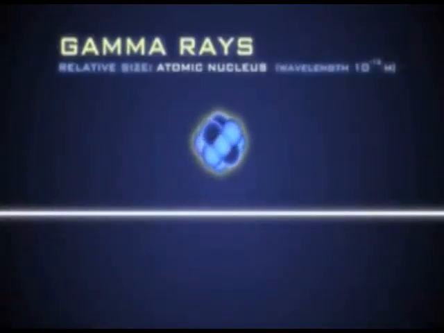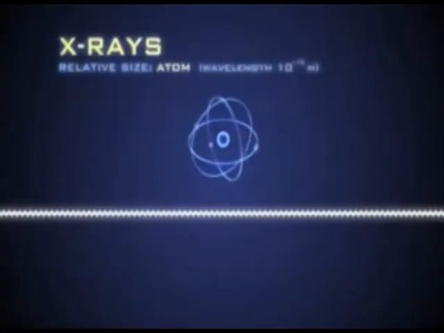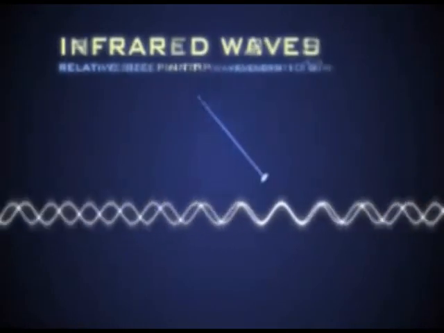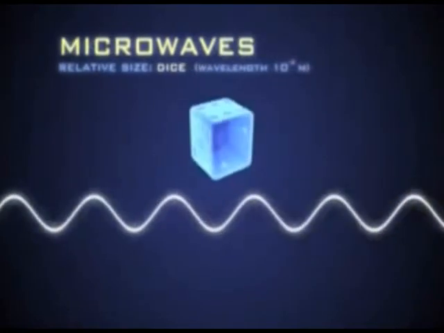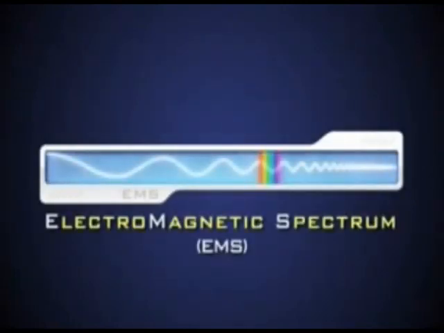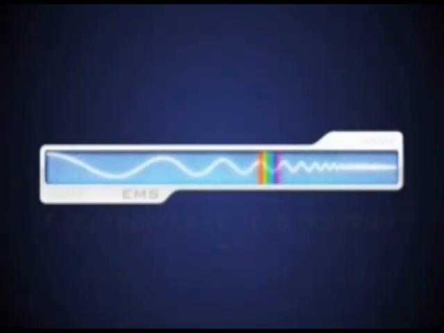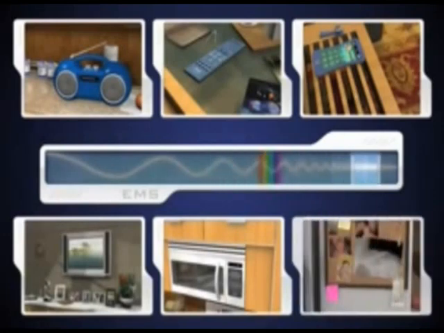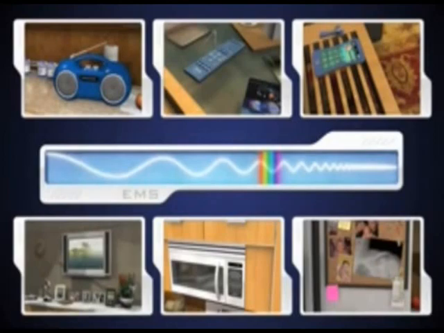These waves spread across a spectrum from very short gamma rays to X-rays to UV rays, visible light waves, even longer infrared rays, microwaves to radio waves which measure longer than a mountain range. This spectrum is the foundation of the information age and of our modern world. Your radio, remote control, text messages, television set, microwave oven, even a doctor's X-ray, all depend on waves within the electromagnetic spectrum.